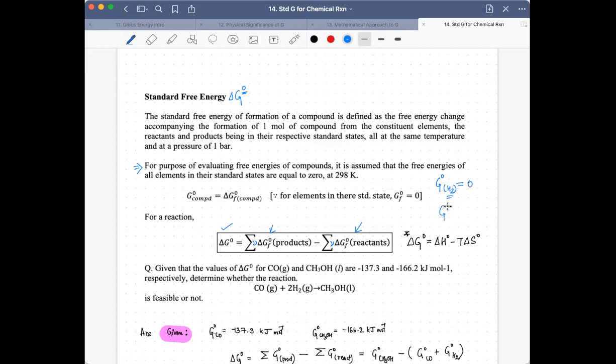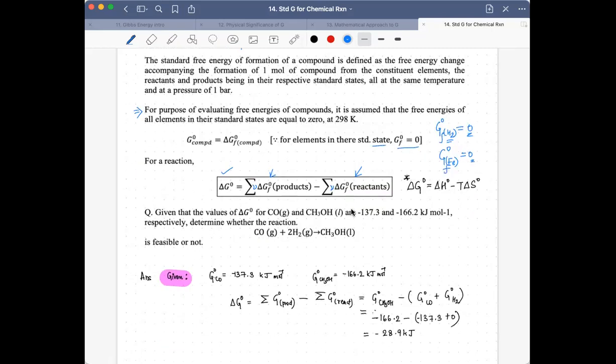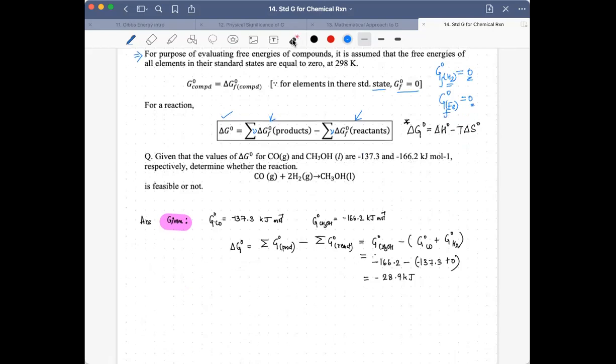Similarly, the Gibbs energy for a simple element like iron, Fe, is also equal to 0. So if you're talking about only elements in their standard state, then the Gibbs energy of formation of those elements is equal to 0. This is the approximation you should keep in mind: for elements in their standard state, the Gibbs energy of formation is 0. You will understand this better when we look into a particular numerical.